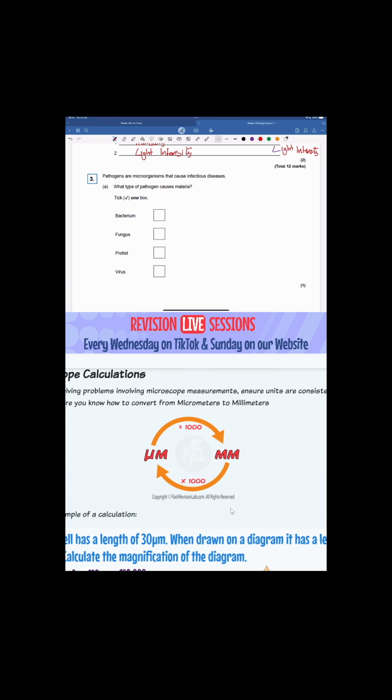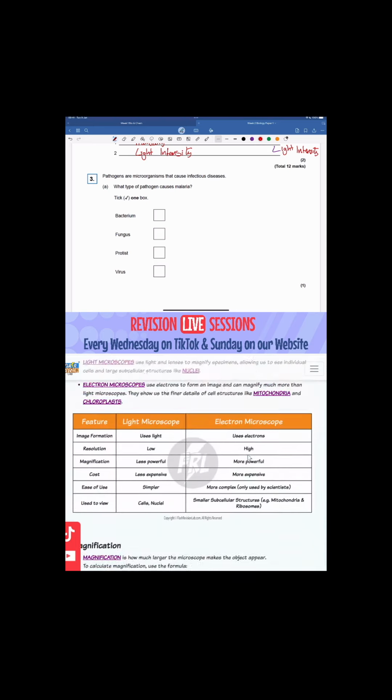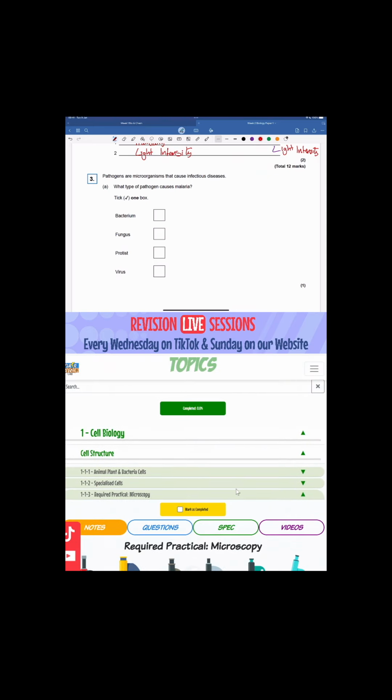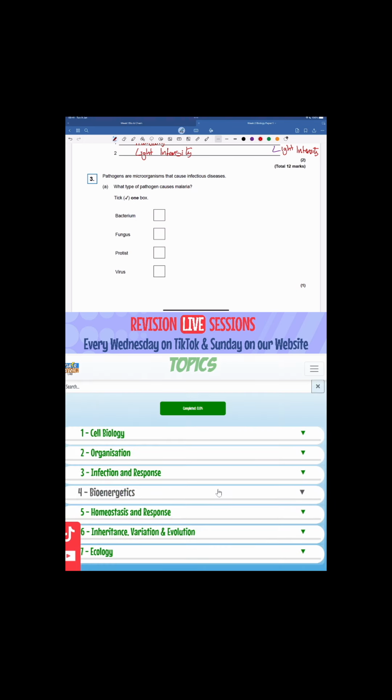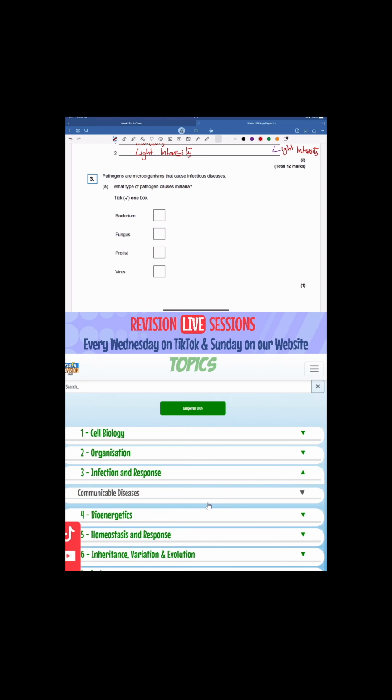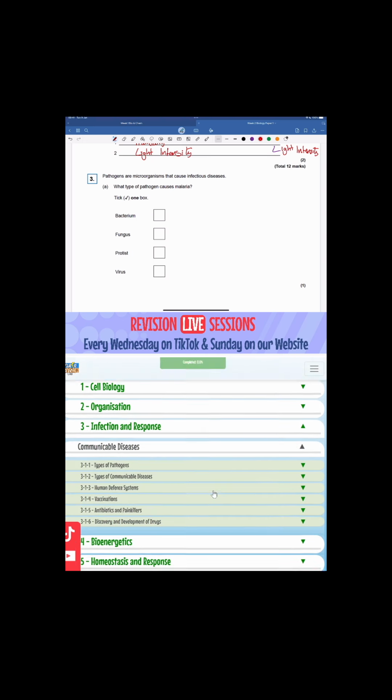Pathogens are microorganisms that cause infectious disease. What type of pathogen causes malaria? No, not a virus. People always think it's a virus. Common mistake. Here, let me show you in the notes. I've got every single communicable disease you need to know about for AQA anyway. So go under communicable diseases.